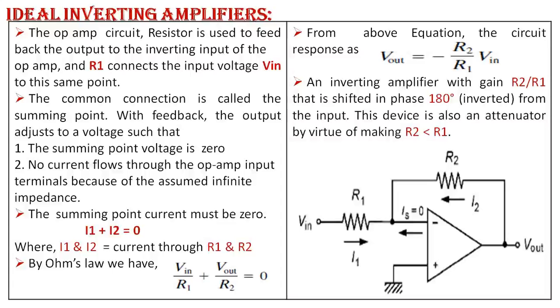I1 plus I2 is equal to 0, where I1 and I2 are the currents through resistors R1 and R2. By Ohm's law, we have Vin upon R1 plus Vout upon R2 is equal to 0. From the above equation, the circuit response is Vout equal to minus R2 upon R1 times Vin. The inverting amplifier gain is R2 upon R1, and the output is shifted in phase by 180 degrees, inverted from the input. The device is also an attenuator by virtue of making R2 less than R1.